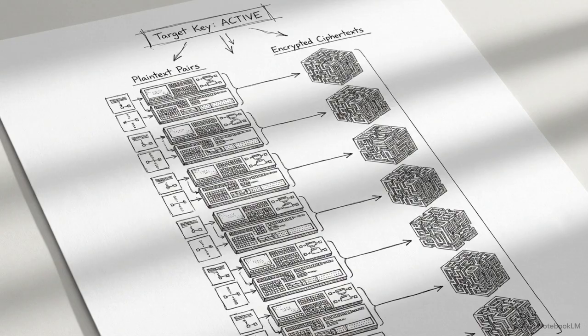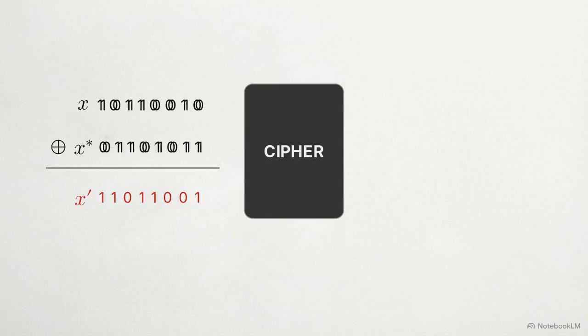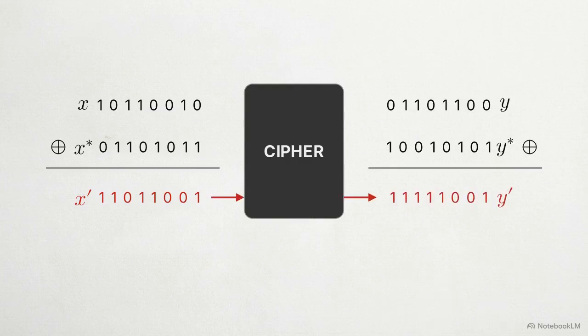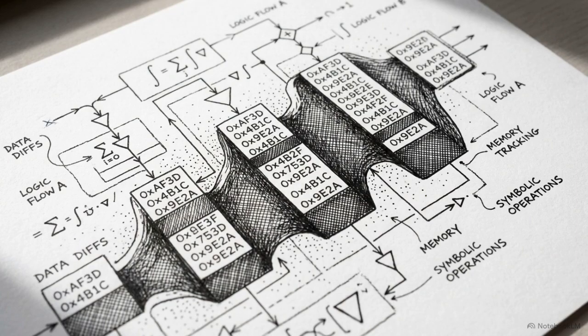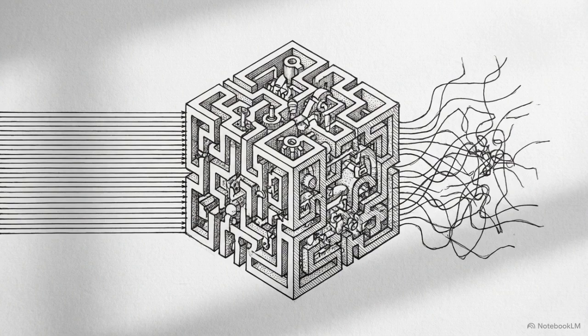To execute it, an attacker takes a massive number of plaintext pairs and encrypts all of them using the same target key. The core metric is the input difference, calculated by taking the bitwise XOR of two plaintexts, denoted as X prime. Fixed across thousands of pairs, they pass through the cipher, mutating into ciphertexts Y and Y star. We XOR these to find the output difference, Y prime. By tracking exactly how these specifically chosen differences propagate through the mathematical chaos of a cipher, we can extract the hidden key bits.